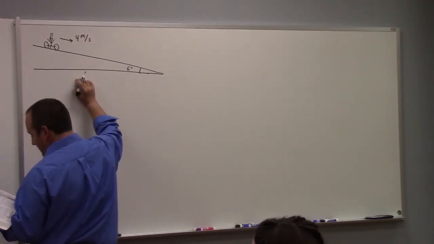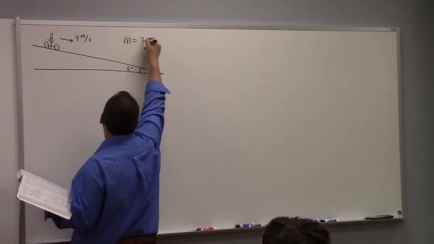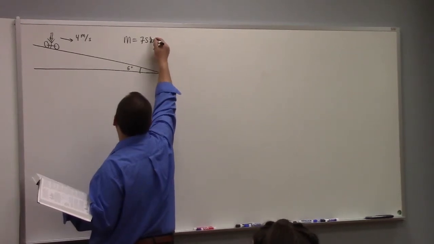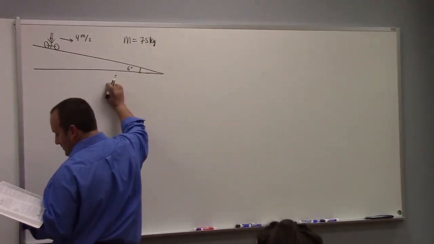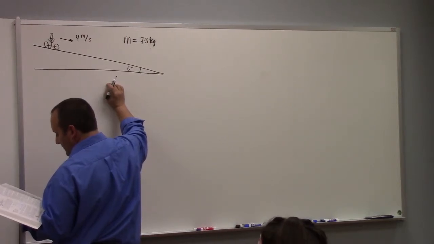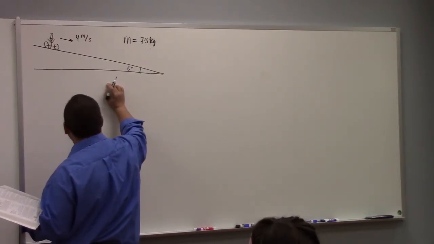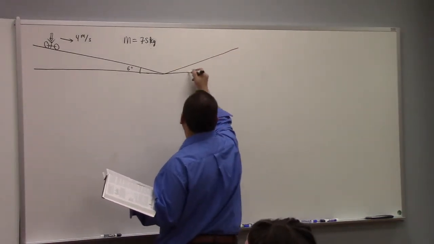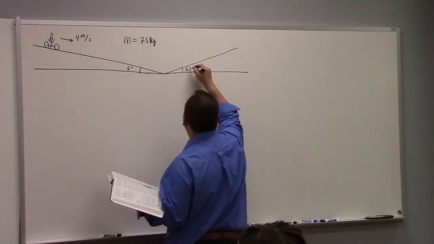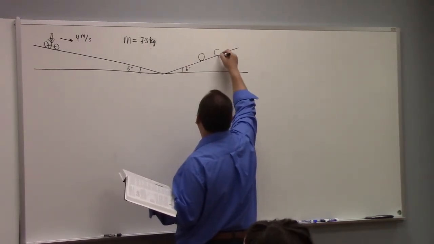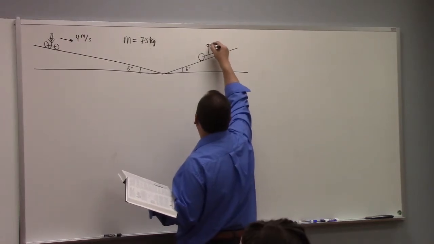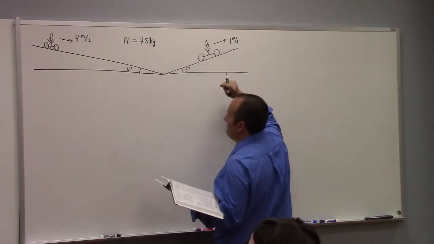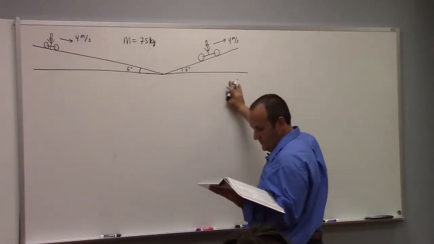Assuming a total mass of 75 kilograms, I guess that's the cyclist and the bike together. What must the cyclist's power output be to climb the hill at the same speed?